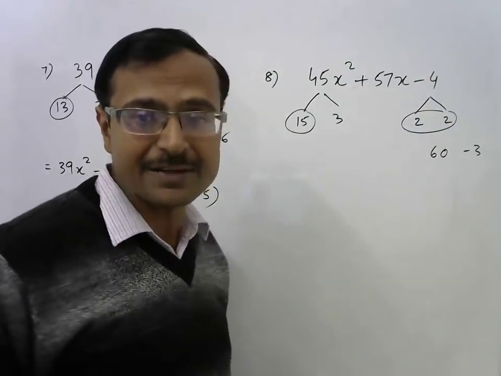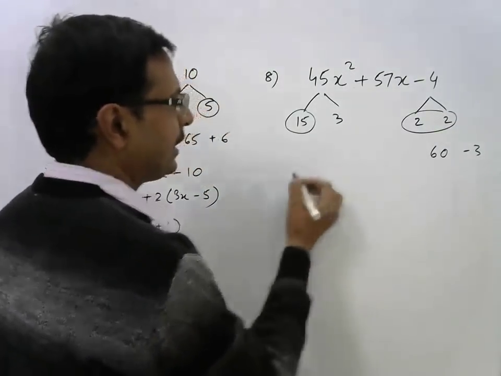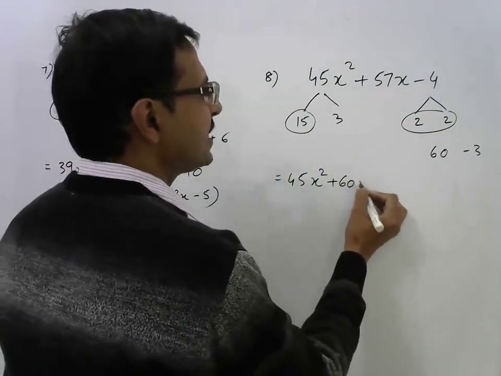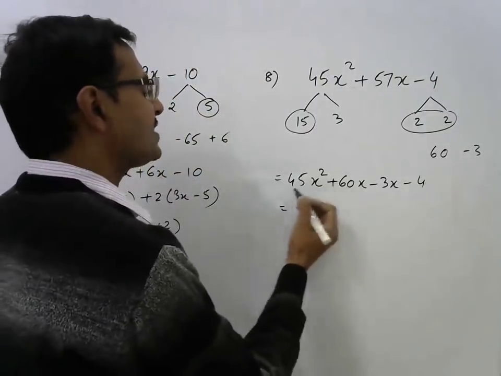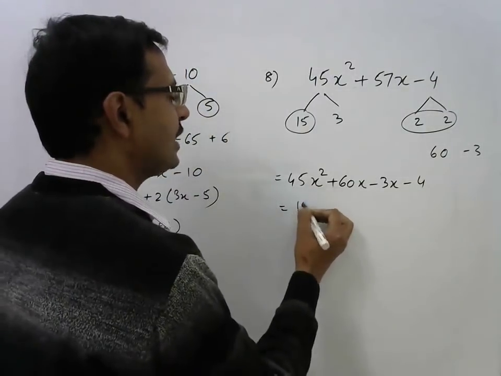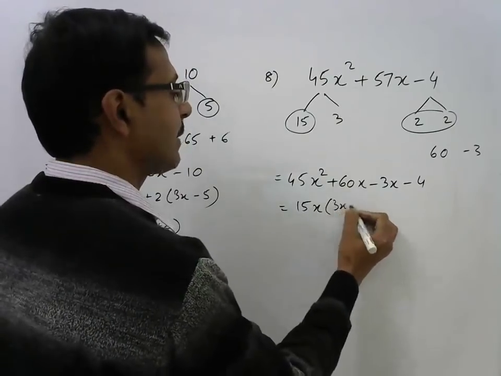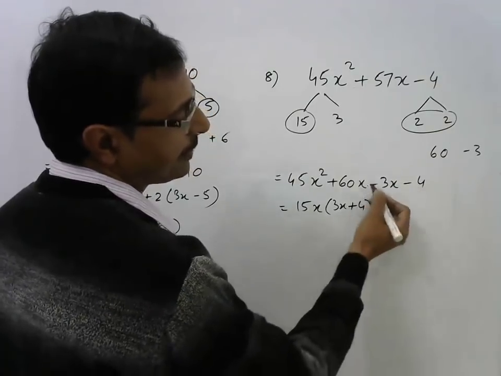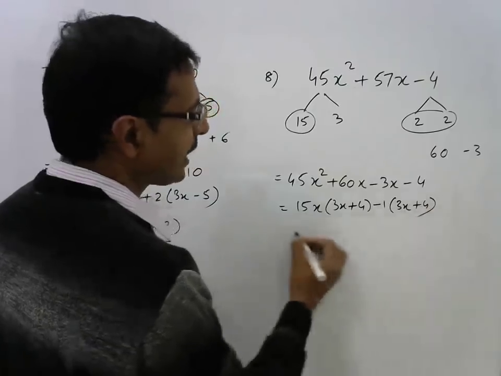I've been telling that concept in every question. So all those who have joined late can understand. So 45x squared plus 60x minus 3x minus 4. So you have the HCF of 45 and 60 as 15. So 15x(3x plus 4) and 3x. See, the same terms are here but with negative sign. So negative 1 will be common and 3x plus 4 will come in the second bracket.